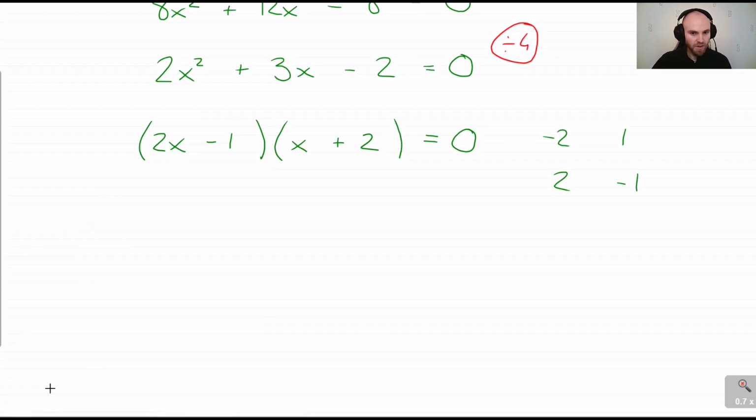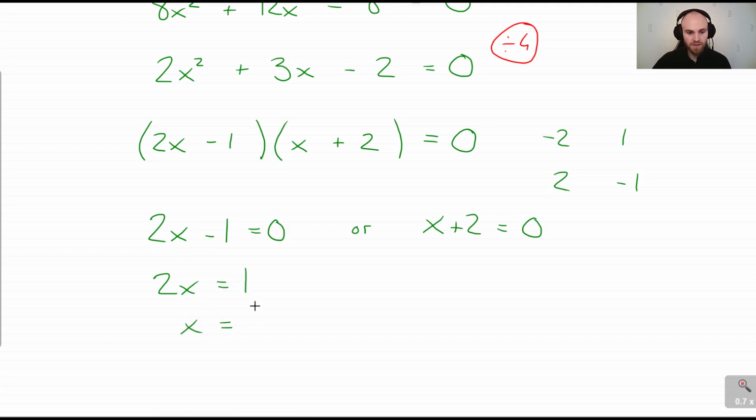Okay. So now it's either going to be 2x minus 1 equals 0, or x plus 2 equals 0. So 2x minus 1, if we add 1 to both sides, 2x equals 1, and then we divide by 2 on both sides, that is going to be x equals a half. That is one of the solutions. Or we're going to have x plus 2 equals 0, subtract 2 from both sides, that will be x equals minus 2.